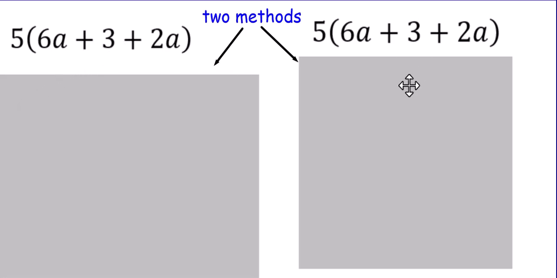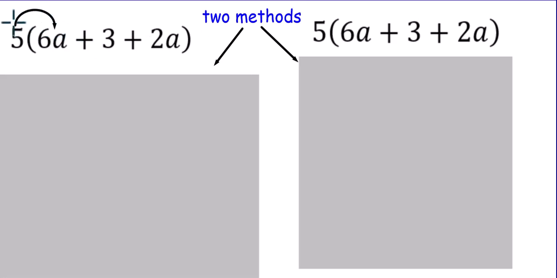Now I'm going to show you two strategies for each problem. So you don't have to do both, but I do want to show you two different ways you can get this solution. So if I'm asked to rewrite an expression like 5(6a + 3 + 2a) without parentheses, I'm going to use the distributive property to distribute the 5 to each of these terms.